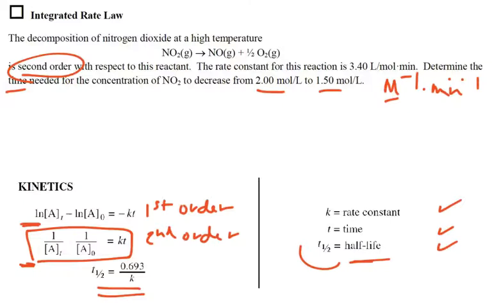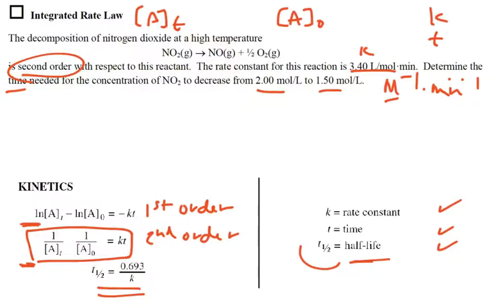So you can see what we're going to have. We have 4 variables. We need to know the concentration of A at time t, the concentration of A at time 0, our initial concentration, K, and t. So those are our 4 variables. Looking at our problem, the rate constant is 3.4, so this is K. We have that value.